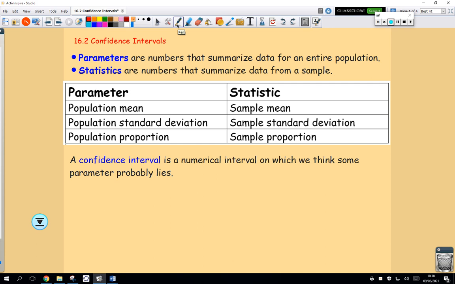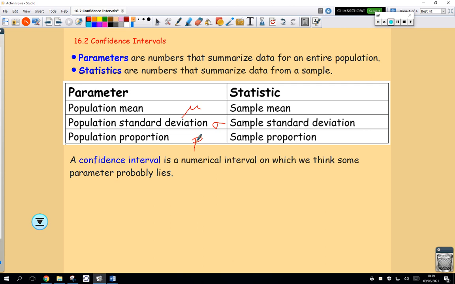These are some common parameters we've spoken about before. The population mean, which we denoted with mu, a Greek symbol. Population standard deviation we denoted with little sigma. And the population proportion we denote with just the letter p, lowercase p.